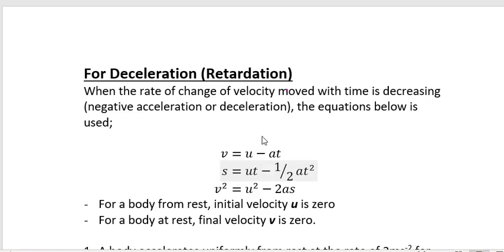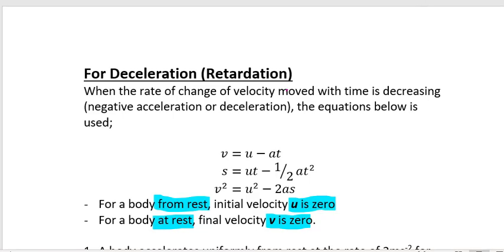And then one more thing I want us to note. Let me just get a highlighter so that I can take notes of that. For a body from rest, the initial velocity is 0. So u is 0 when the body is from rest. For a body at rest, the final velocity is 0. So from rest, u is 0; at rest, v is 0.